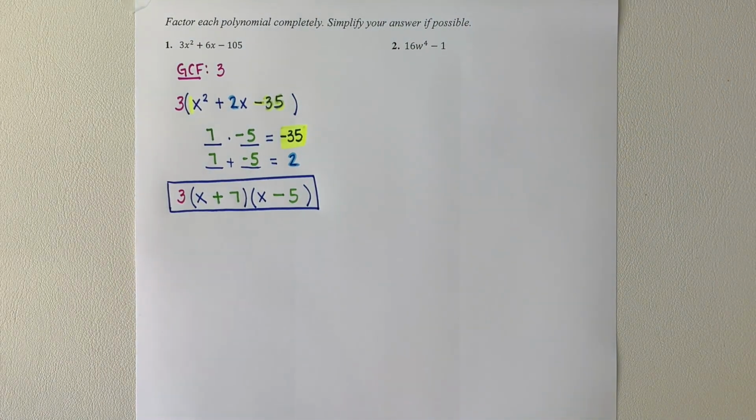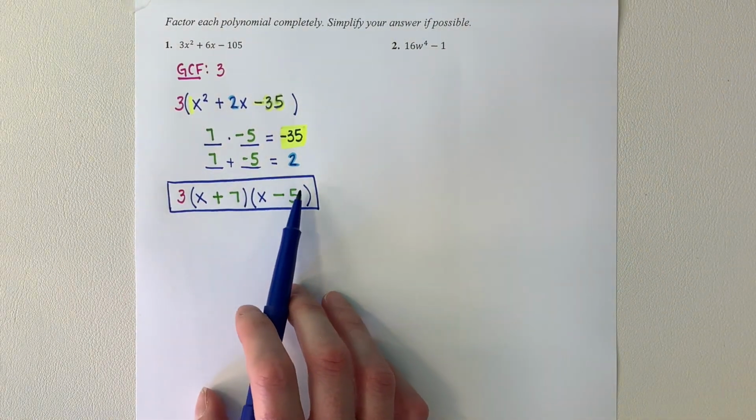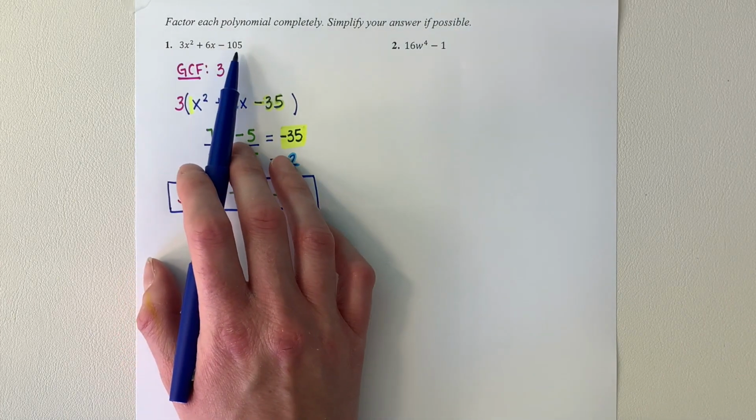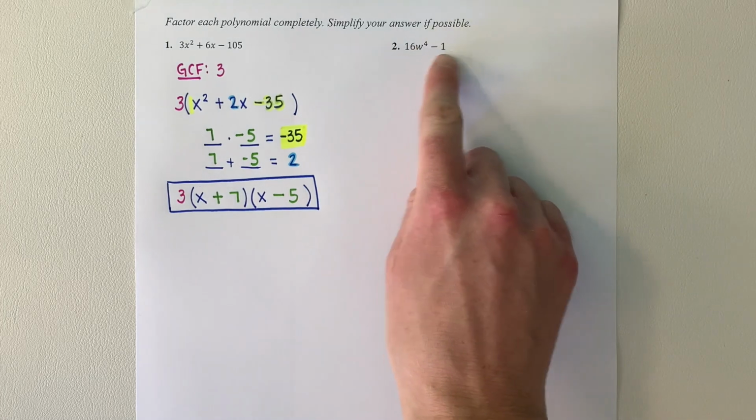And if you'd like to check your work, you can FOIL out this expression and then multiply each term by 3, and you'll see you get the original expression. Let's try problem number 2.